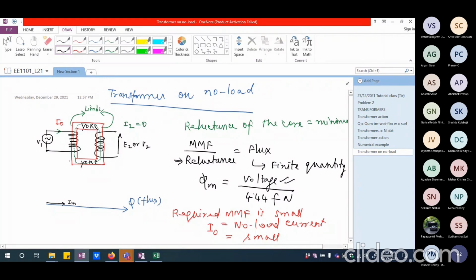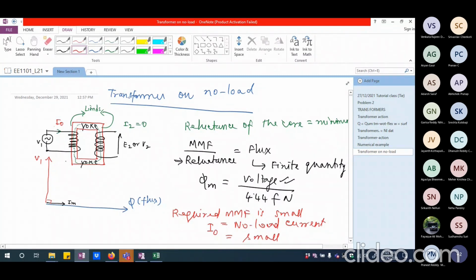It will lag behind the voltage by 90 degrees. So if I show the voltage, I should show the voltage exactly like this. This is my applied voltage V1, and the magnetizing current will lag behind by 90 degrees. So this is going to be 90 degrees. But I have not mentioned this as magnetizing current. I have mentioned this as I naught.